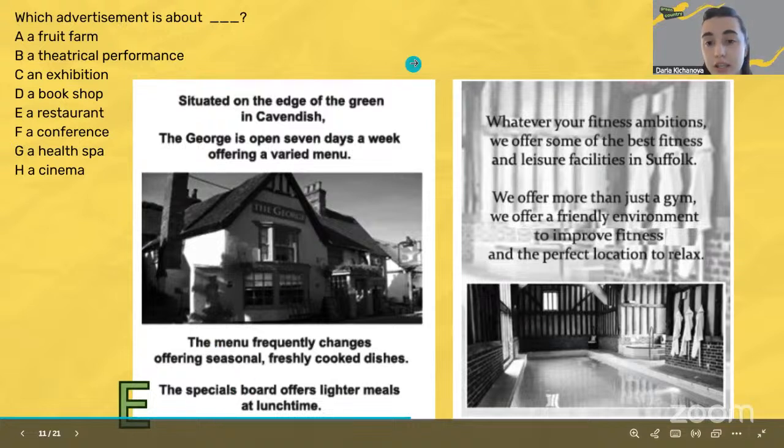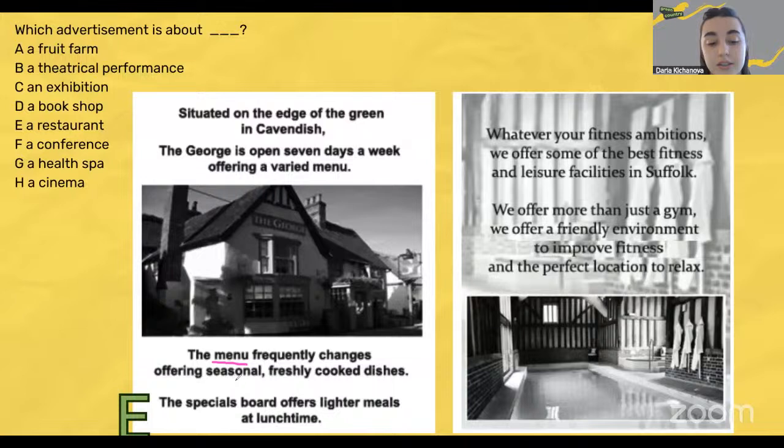Why is it E? Because there we have the menu changes and offering seasonal dishes. So we have dishes, we have meals. So it is clear that we are talking about restaurant. Well done. Now let's move on to number 2.